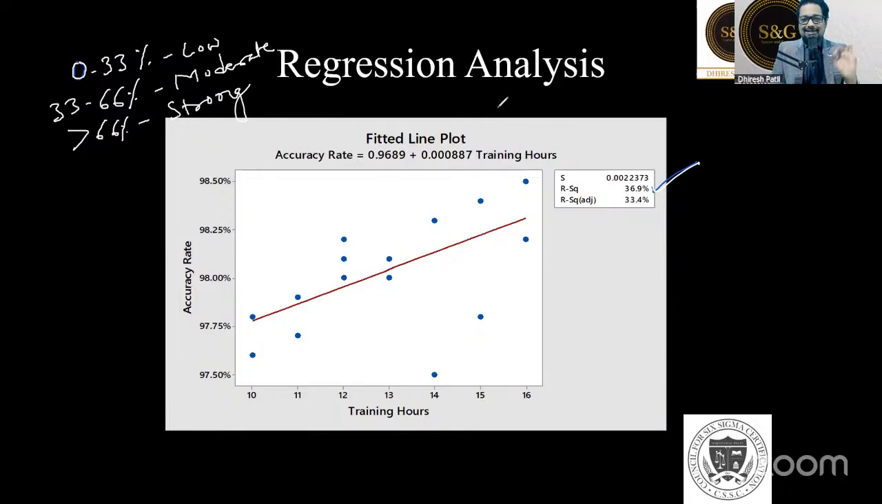So in this case, it shows a moderate relationship between the training hours and accuracy. So we can consider training hours is one of the very important factors as far as the accuracy is concerned. All right. So going ahead, they should focus on more training hours, more precise training hours, maybe more effective trainings given to the employees. Okay. This is called regression analysis.